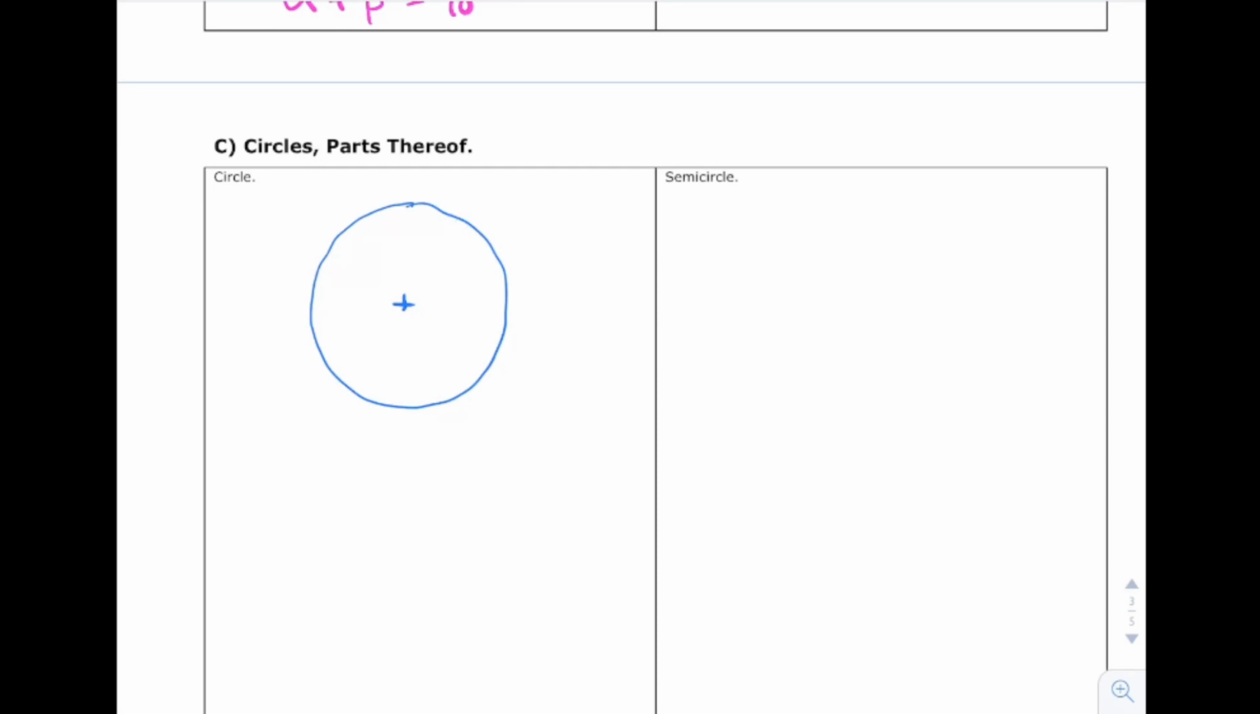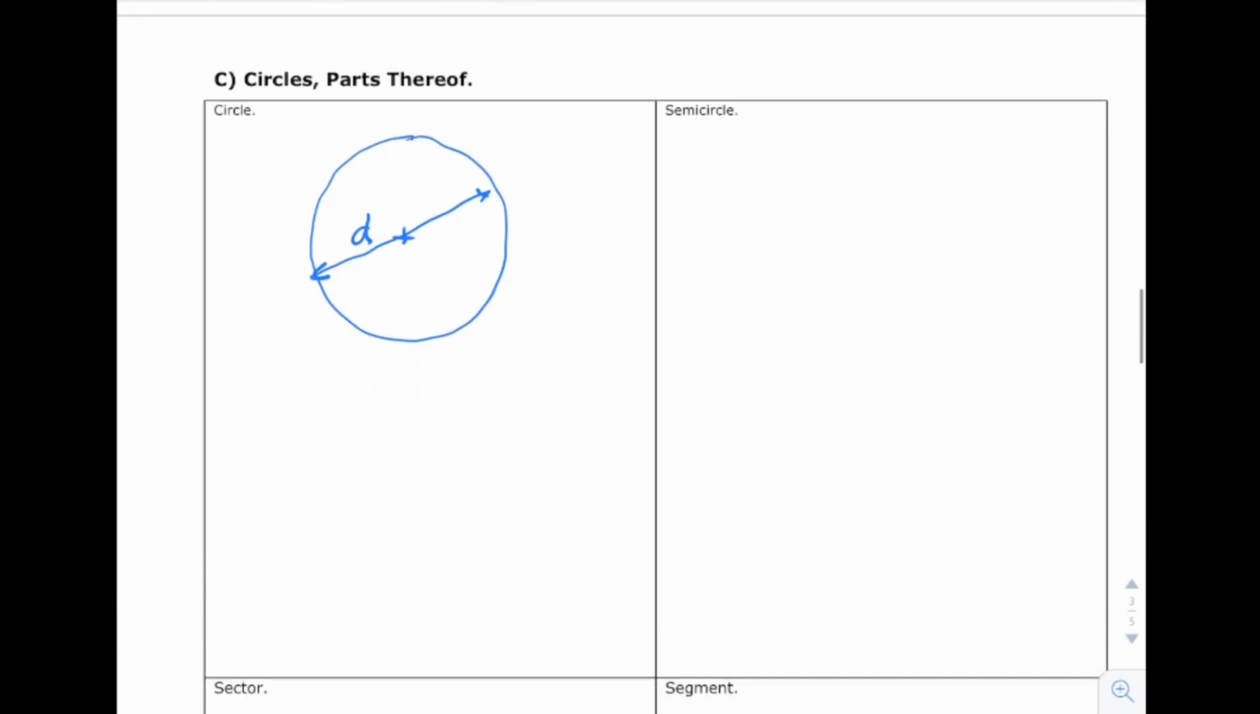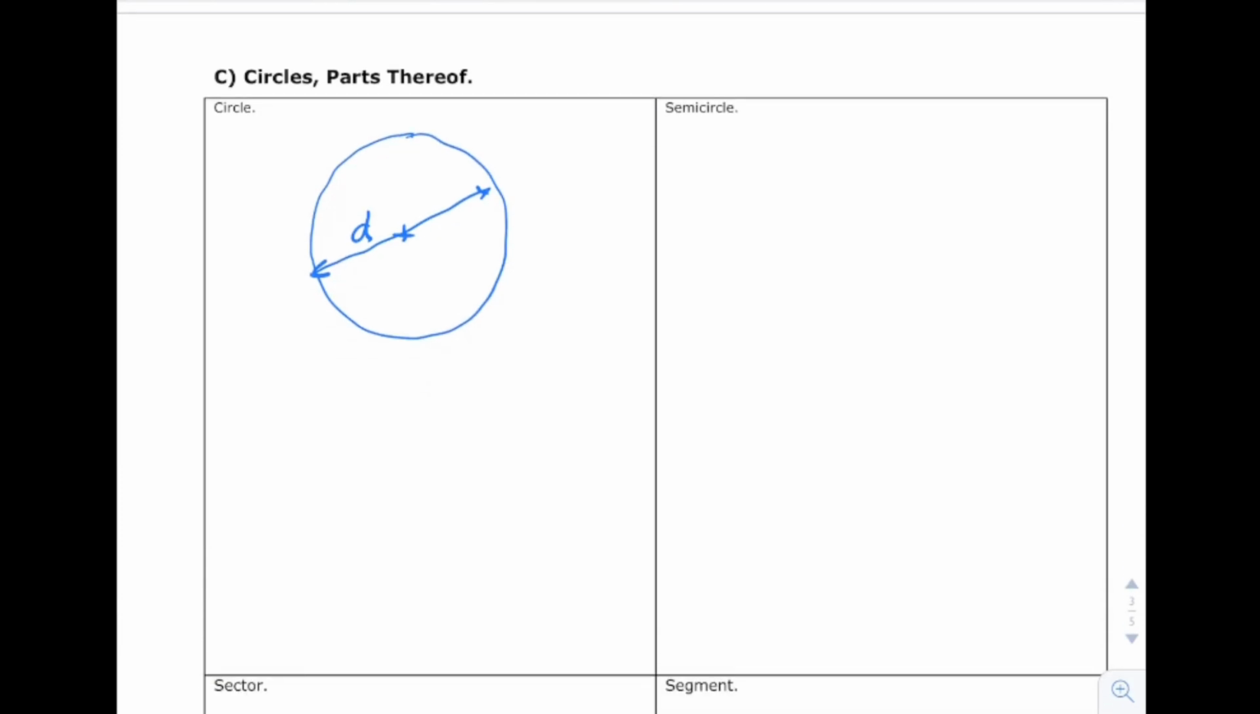So the characteristic dimension here, you might say it's the radius, or you might say it's the diameter. Of course, the radius is exactly half the diameter. Diameter is exactly twice the radius, so it doesn't particularly matter whether you play with radius or diameter. I have a habit of playing with diameter. And so the formula is pi times d squared over 4. That's the formula for area.